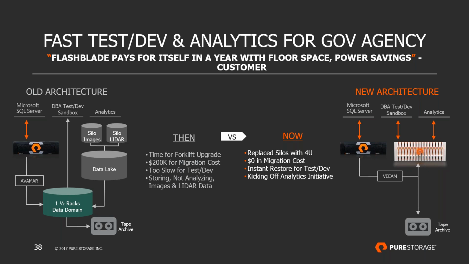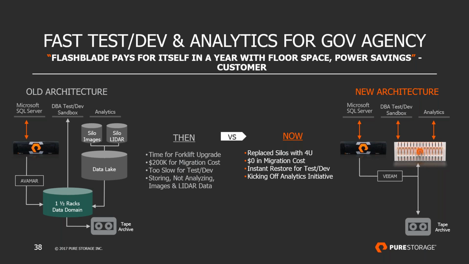They had a new analytics initiative, so they were managing a separate data lake, and basically that data lake was being pulled off of that Data Domain rack and a half with abysmal performance, and then they were also pulling that off to tape. So they're having challenges with performance, and then of course they get that dreaded maintenance renewal for the Data Domain. It would have been $200,000 just in migration costs alone to go from the previous generation Data Domain to the new one.